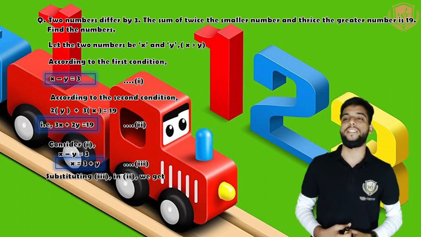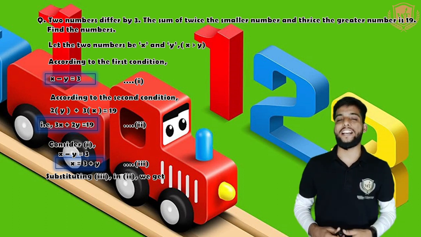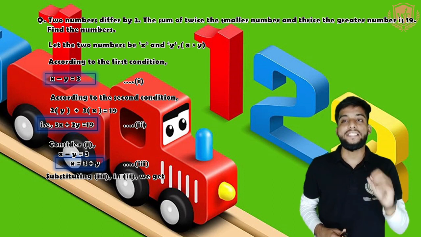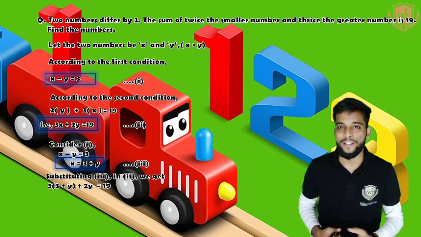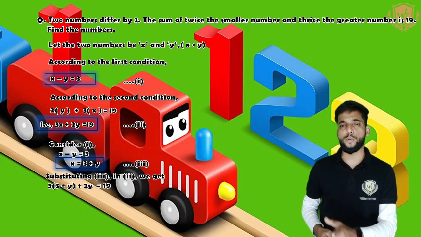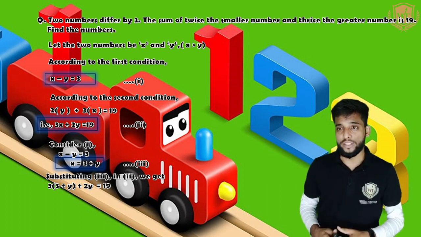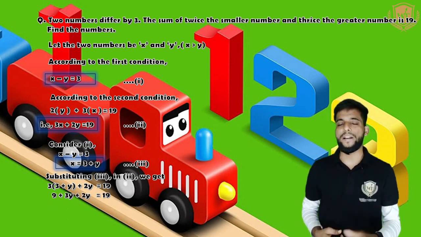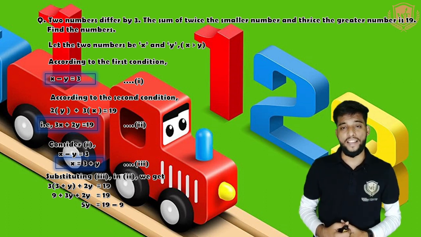Substituting equation number 3, that is x equals 3 plus y, in equation number 2. So 3x will become 3 into (3 plus y), that is 3 into 3 plus 3y, plus 2y equals 19. Let us open the bracket. You'll get 3 into 3 as 9, 3 into y will be 3y, plus 2y equals 19. So 3y plus 2y is 5y.